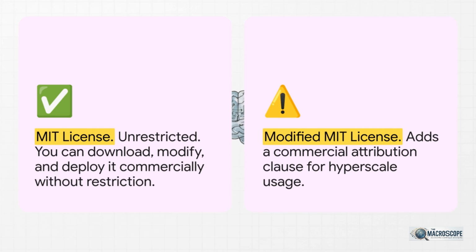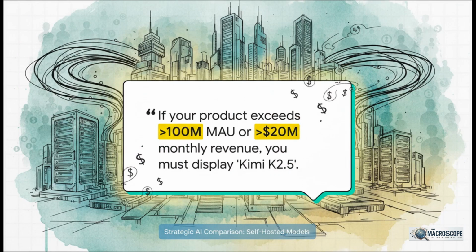It's almost the same, but it adds one really important clause if you hit it big commercially. And here's that clause. If your product becomes a massive success, and we're talking over 100 million monthly users or $20 million bucks a month in revenue, you have to give Kimi K 2.5 a shout-out somewhere prominent. Now, for most startups, this is what you'd call a good problem to have, right?